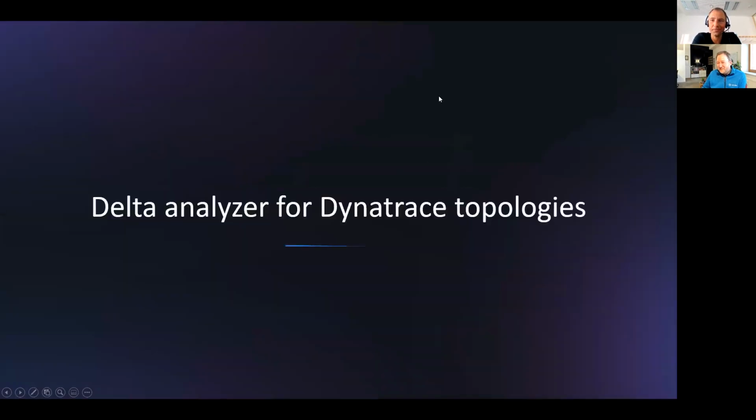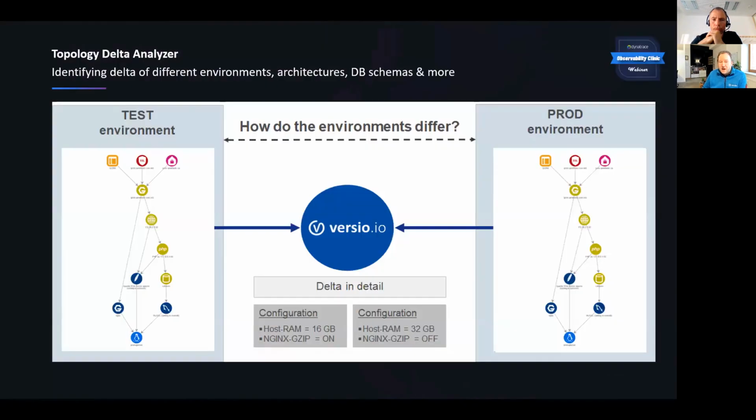Okay, cool. Thank you. The next one is a delta analyzer for Dynatrace topologies. Topologies can be application architectures, parts of an infrastructure, database schema, or something like this. The more extensive and complex topologies are, the more unrealistic it is to find differences. And we have automated this delta comparison in Versio.io.